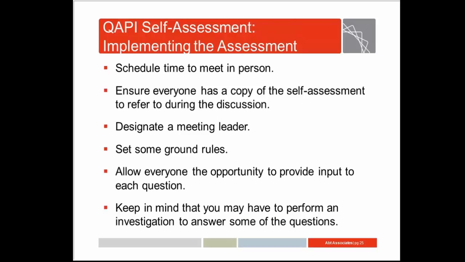I'd like to share a few tips regarding completing the self-assessment as a team. Schedule time to meet in person. Maybe schedule an hour or an hour and a half, understanding that you may use less or perhaps a little more time. Ensure that everyone has a copy of the self-assessment to refer to during the discussion. You may even like to provide it to them in advance to allow them to think about the questions a bit. Designate a meeting leader or facilitator who will run the meeting and read each question to the group.